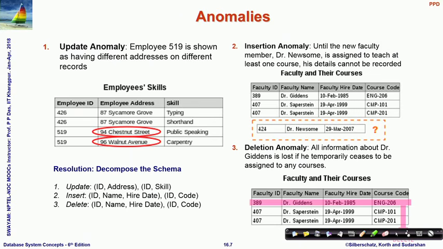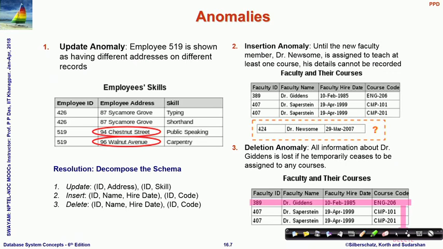So, if the address is updated, it will be updated only at one place and it will not feature in the other table. Similarly, to avoid insert or delete anomaly, the other table schema can be split into ID, name and hire date as one table and ID and course code as another table. And you can easily understand that if this is split in this way, then you cannot have an insert anomaly, because you can insert a new faculty without assigning a course to him, because that will feature as a separate record in a different table.